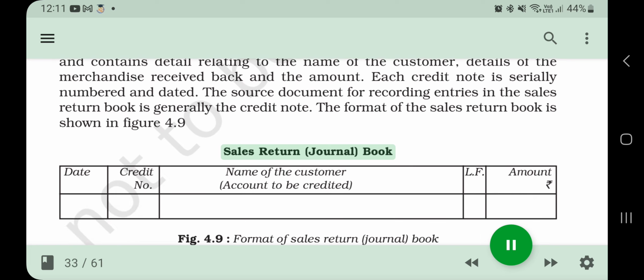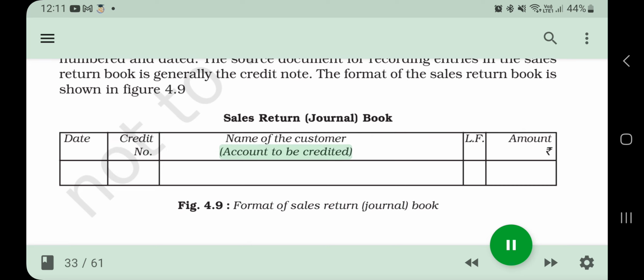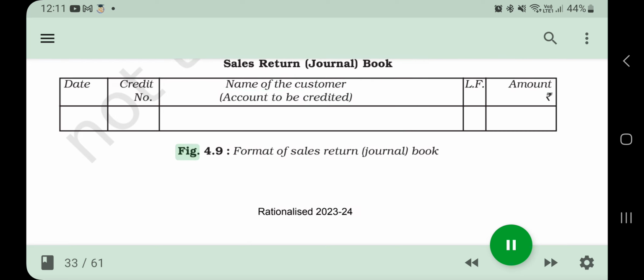Sales return journal book. Date, credit note number, name of the customer, LF, amount. Account to be credited. Fig. 4.9 Format of sales return journal book.